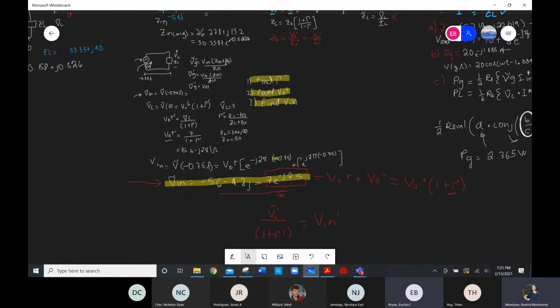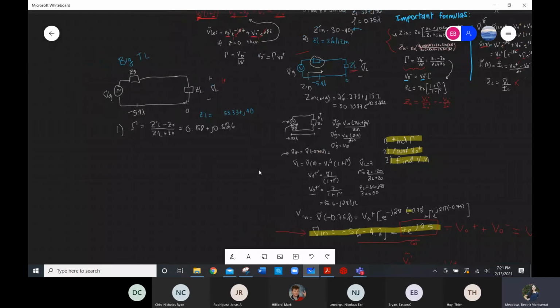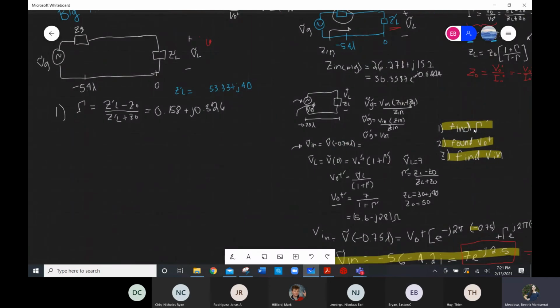I think that was going to be B0 plus, not B in prime. Yeah, sorry, my mistake. And you use that to find Vn prime. All right, so we're literally doing the same step. So we found gamma. Step 2, find B0 plus.